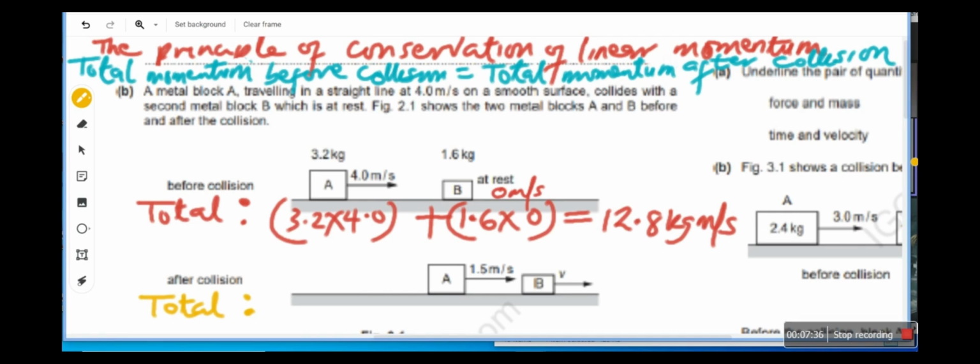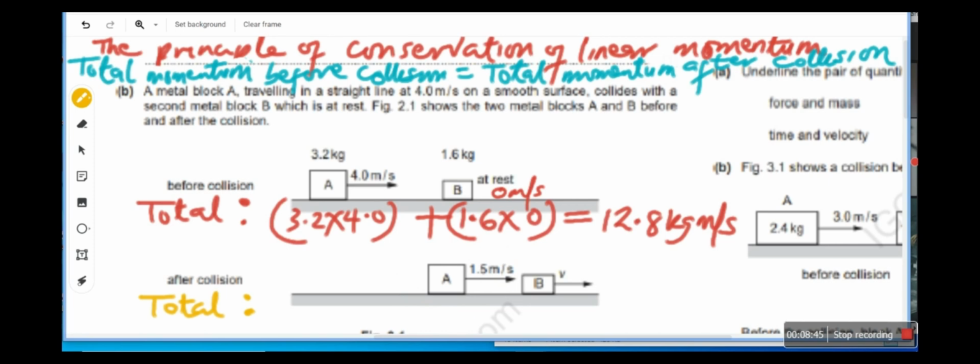First of all, let's add them up the way we added up the one before collision. You add the momentum of this one and the momentum of this one. What's the momentum of A, if the speed is now 1.5 meters per second?